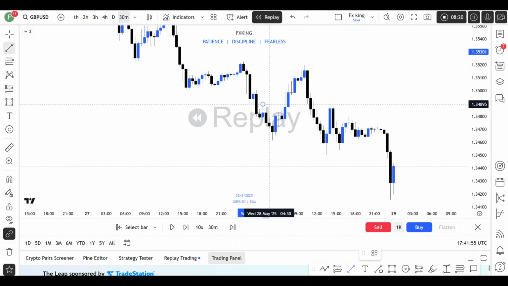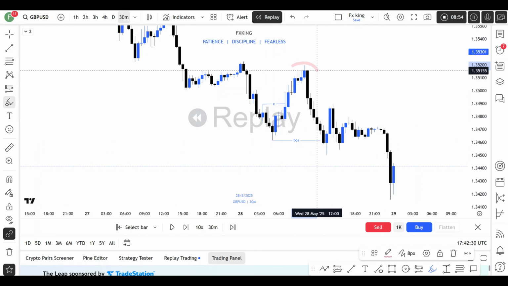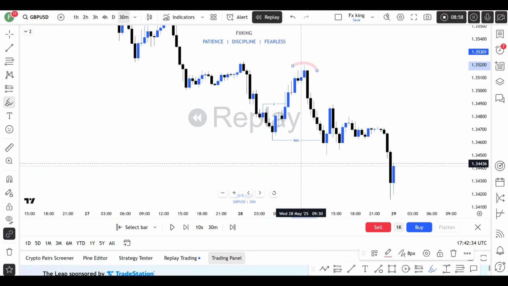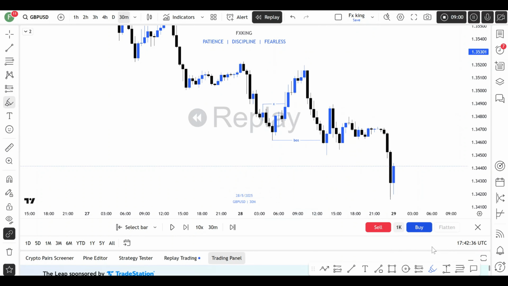So if I map out my break of structure, you can see that when price broke below this structure, price did not really sustain. So price immediately created this pullback here. So you can transfer your break of structure to this point in time, but you should know that your main higher high in this case still remains this higher high here, right?